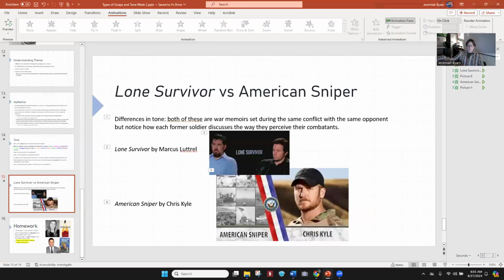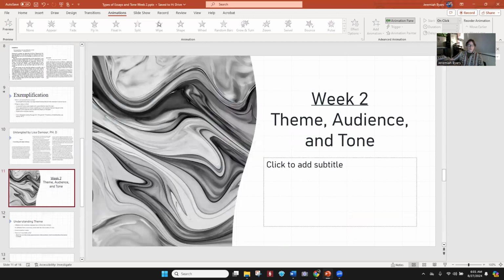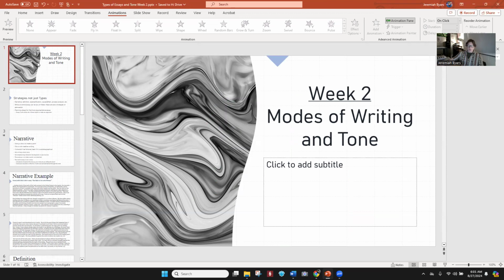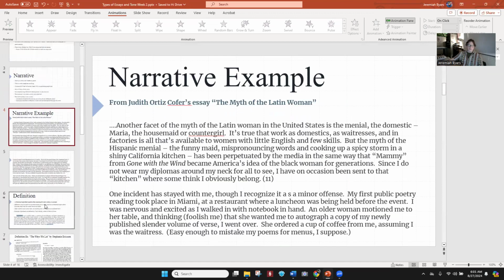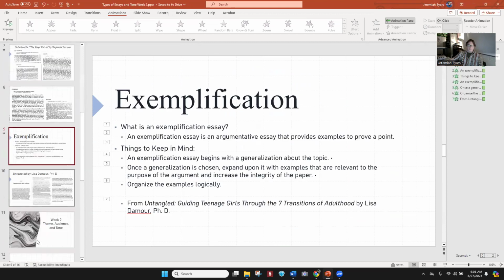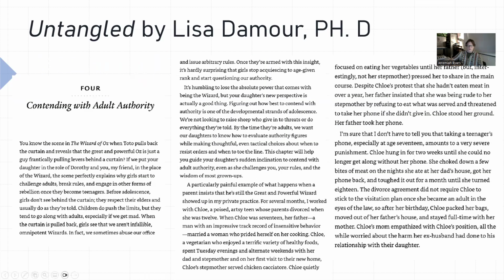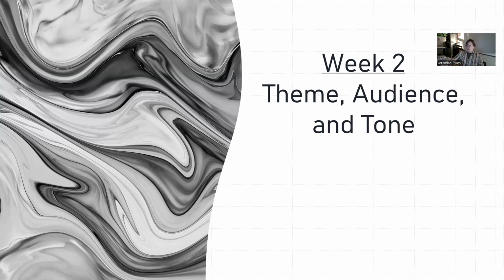I'm going to pick up where it left off before with the PowerPoint. And we're going to begin with the end of lecture one of week two, where we discussed modes of writing and talked about narrative, example, definition, exemplification. Okay. And so with this lecture, we're going to begin talking about theme, audience, and tone, because the work that you're doing this week directly relates to this information. The main assignment deals with thinking about audience and theme and tone. Okay.